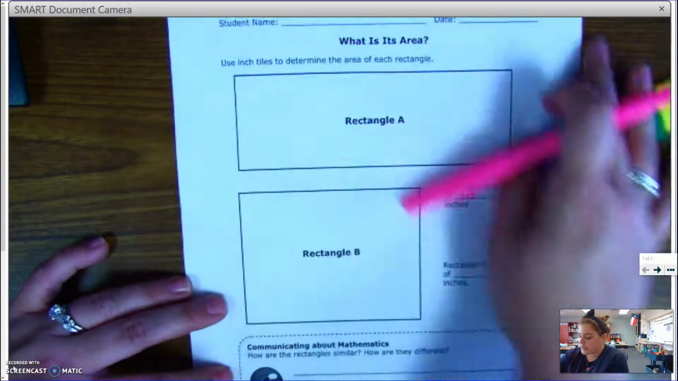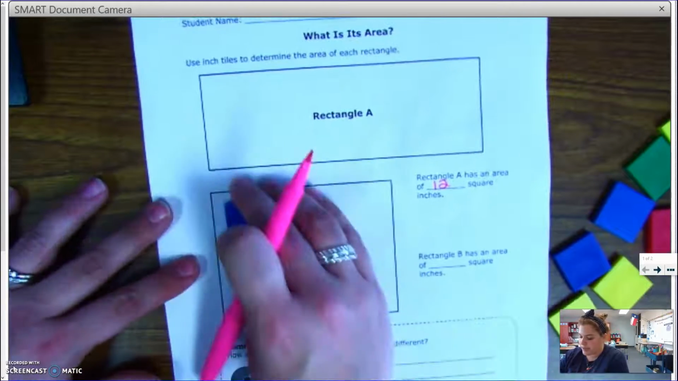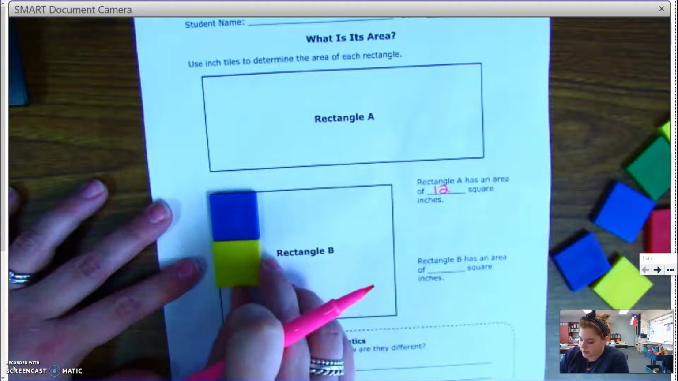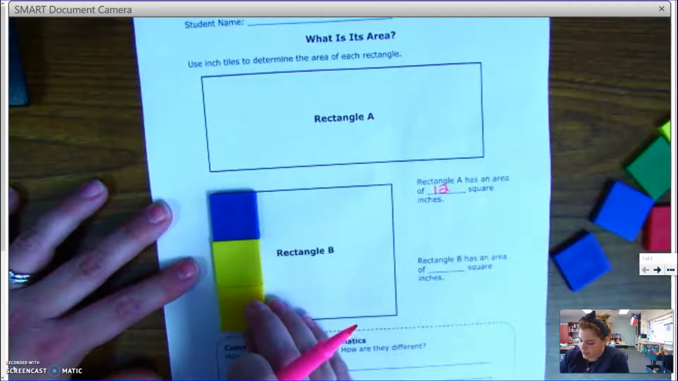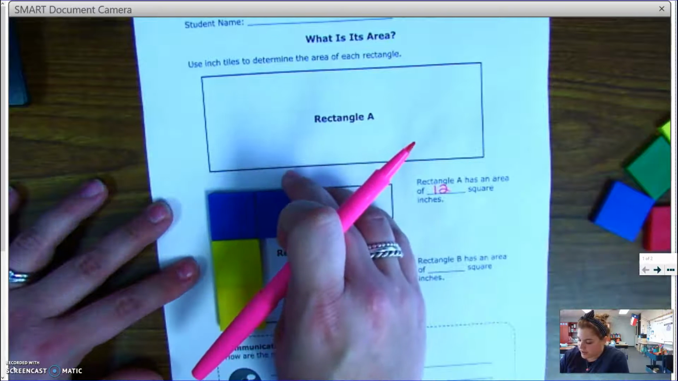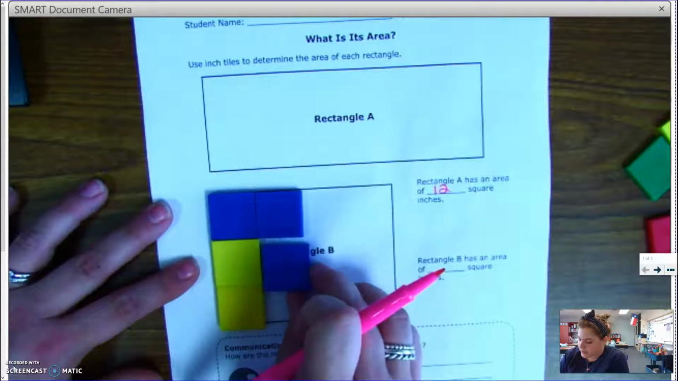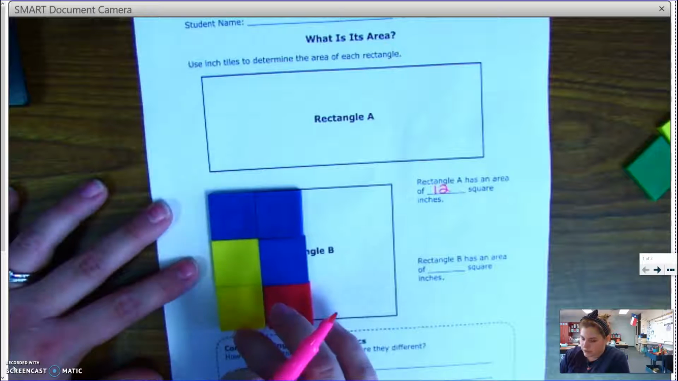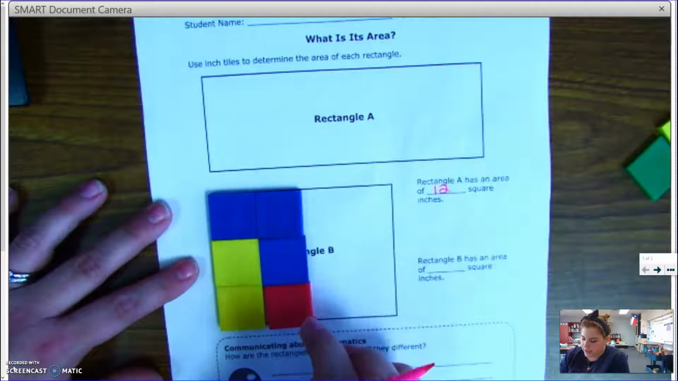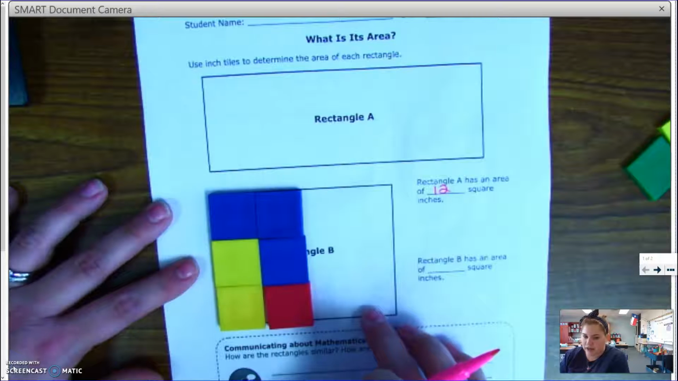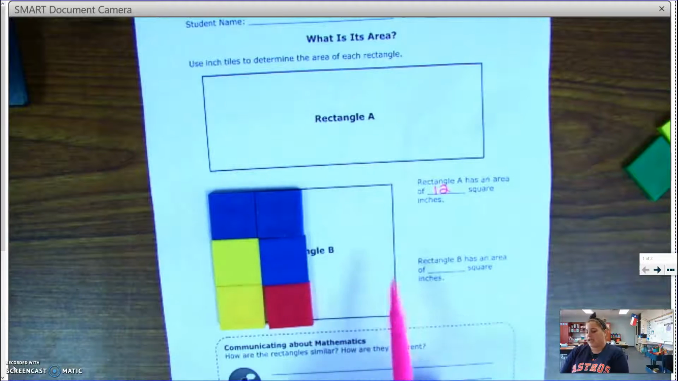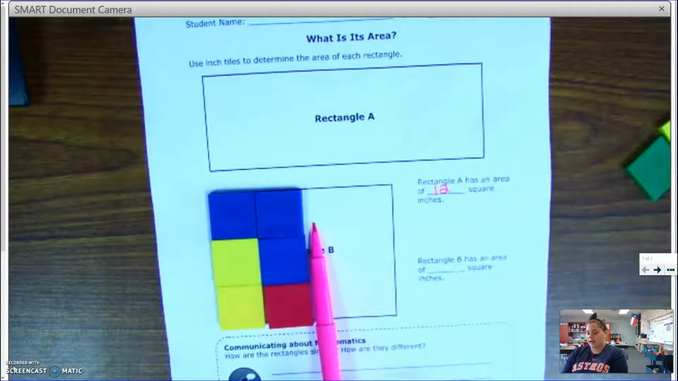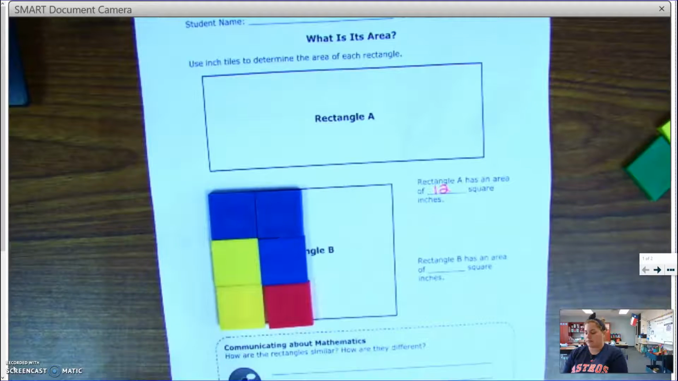Alright, now rectangle B, I'm going to do the same thing. I'm going to line my squares up as carefully as I can to measure the area, or the inside, of this rectangle. So this column was 3, this column was 3. That means this column and the next column are at least going to be 3, or have to be 3 really. And I can see now that I'm probably going to have 2 more columns.